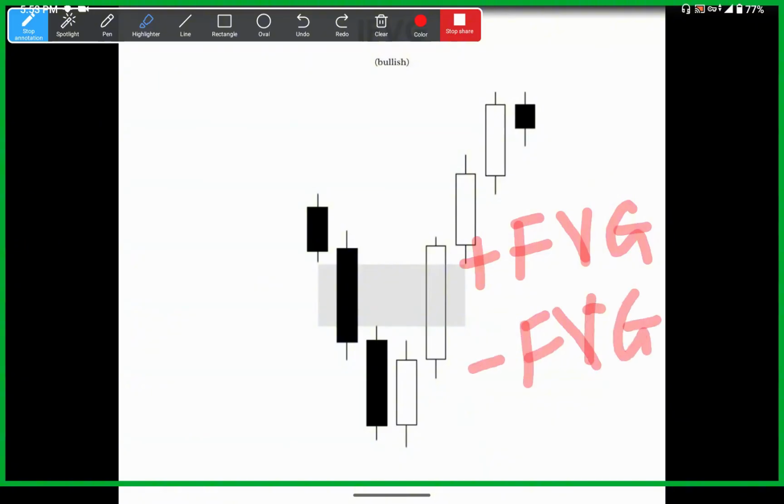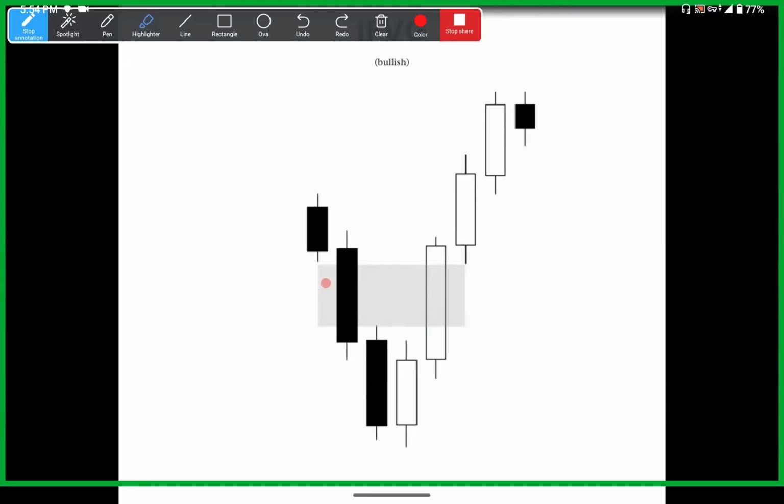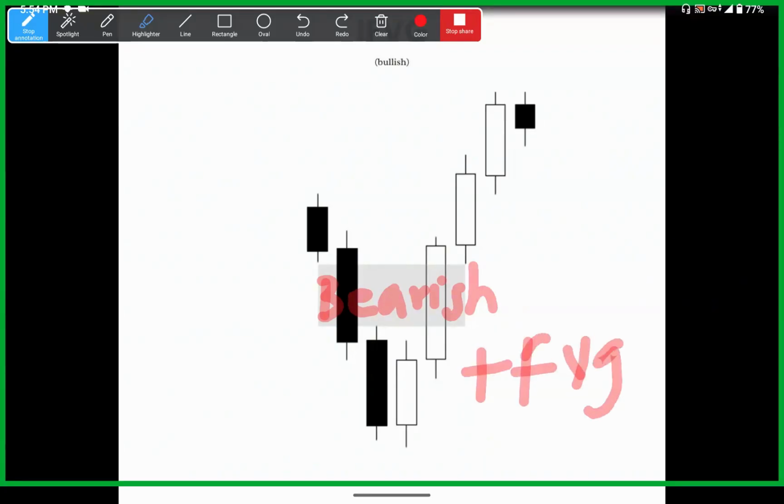You get? Because you cannot be writing all the words in all of them, so it is just better you write a sign. For a bullish FVG, you just put a plus sign with FVG, and for bearish, a minus sign, so that it is easier.